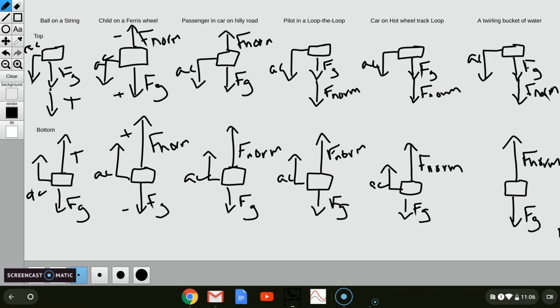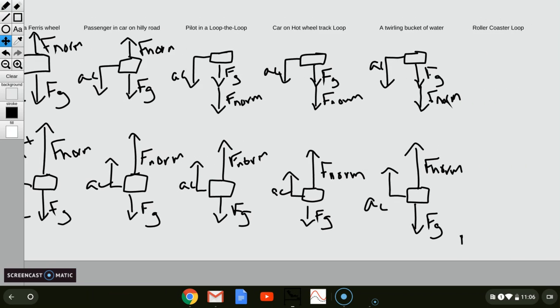Notice that at the bottom, the sketch looks very similar every single time. What's different is what it looks like at the top of the circle, and we'll kind of get into that a little bit more as we go.